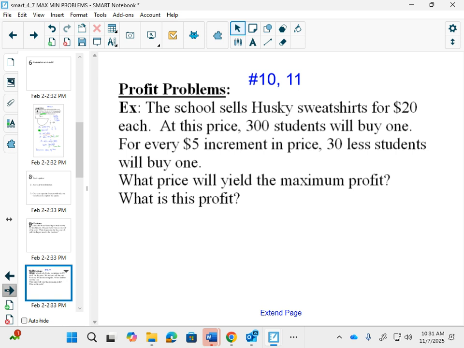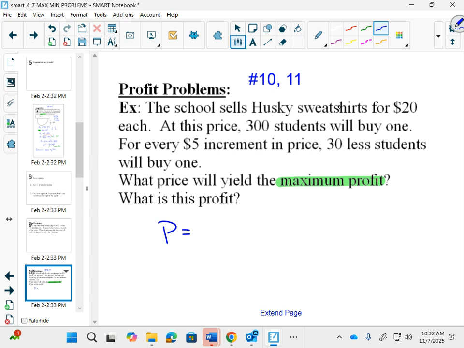Okay? Isn't this an inequalities question? It's not an inequalities question. Because how do you figure out how much you're going to make? We want to find a maximum of what? A maximum profit. So let's just start off thinking about how would you calculate profit? If we did the 300 students and $20, how would you figure out how much money they made? 300 times 20.